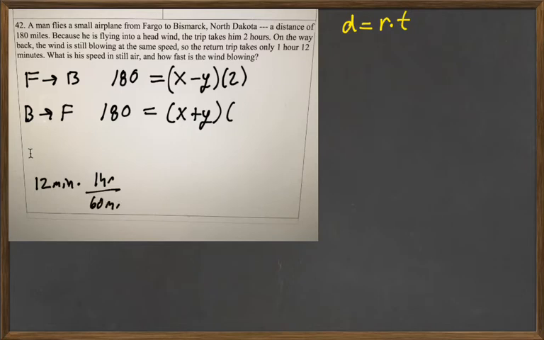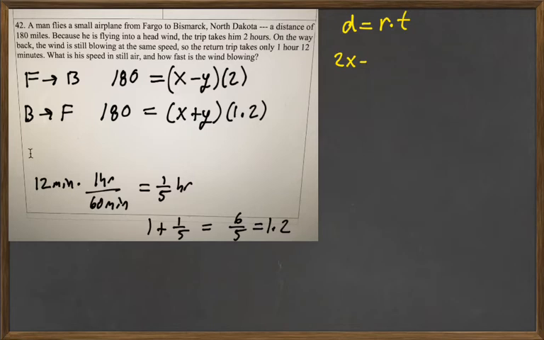One hour is 60 minutes, so 12 minutes is 1/5 of an hour. One hour and 1/5 of an hour is 6/5 of an hour, or 1.2. That's a nice decimal, so we can use it. Distributing the 2, we have 2x minus 2y equal to 180. Distributing the 1.2, 1.2x plus 1.2y is equal to 180.